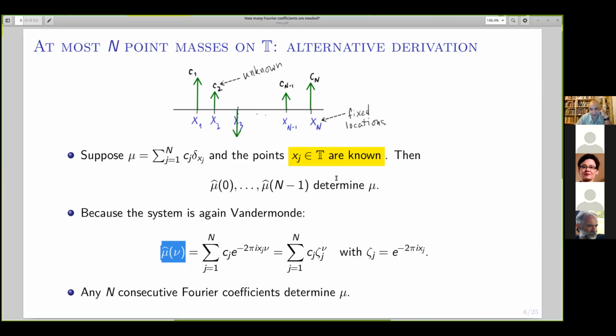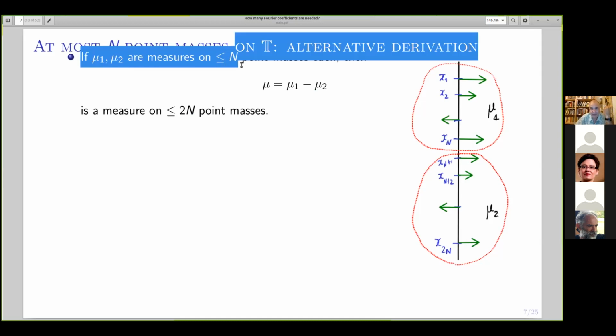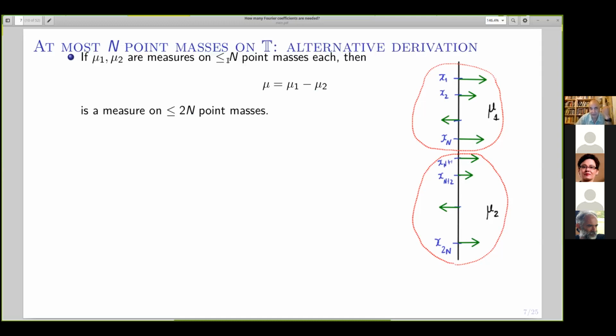It's not really any different. So if we know where the locations are, then we can easily recover the c_j, but we don't know where the x_j are. So what do we do? It's the following trick, which we're going to use again. We're going to use twice as many as n. So suppose we have two measures, which are on at most n points each, and we form their difference. Now, their difference will live on at most 2n points.